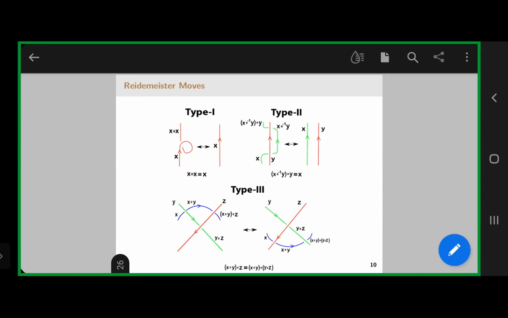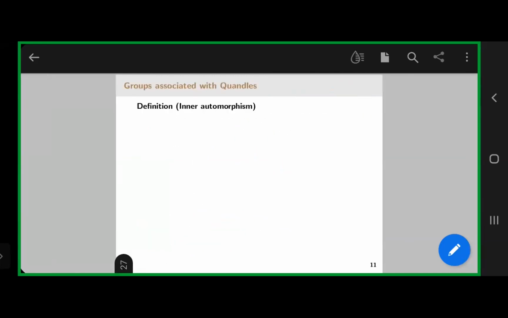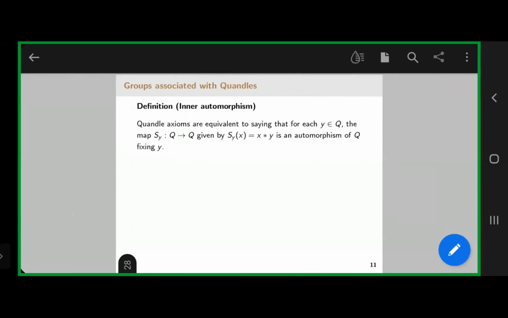Okay. So with these examples, now we are more interested in defining some more terminology. In the previous example, we saw Quandles arising from groups. But there is a way to associate groups to Quandles also. First is the inner automorphism. How do you define the inner automorphism? By using the second axiom.